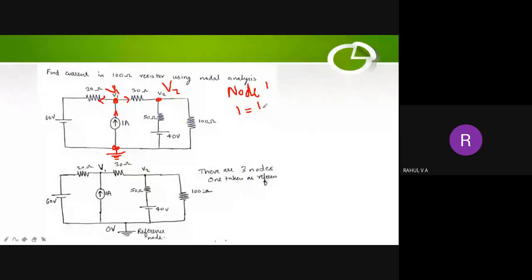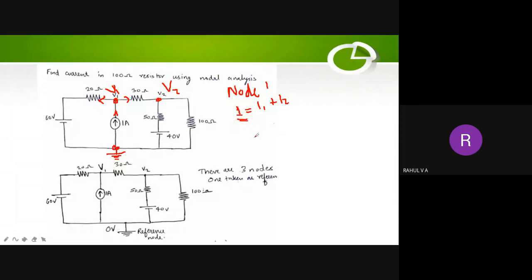How has this come? There is a 1 ampere current source, the direction of which is shown towards the node, so it is entering the node. So I can write: current entering the node is equal to current leaving the node. So I wrote 1 is equal to I1 plus I2.